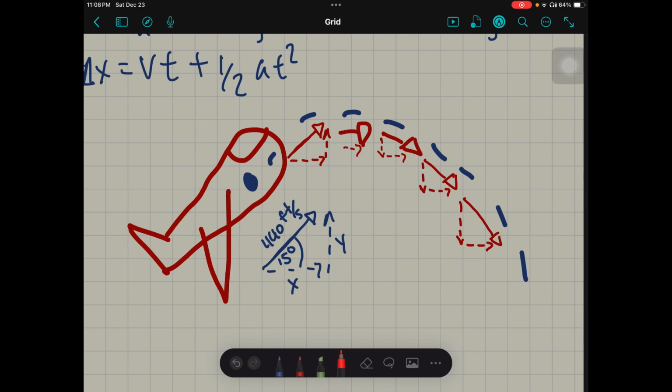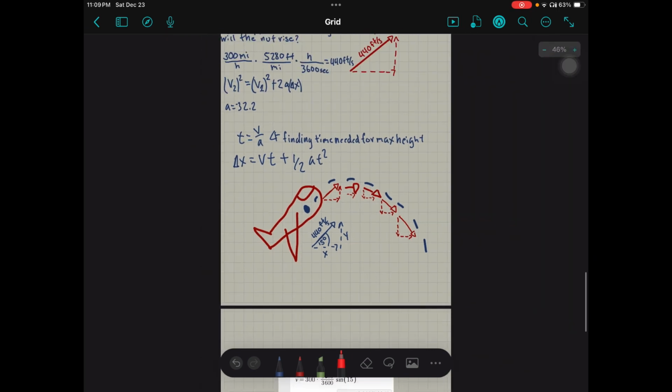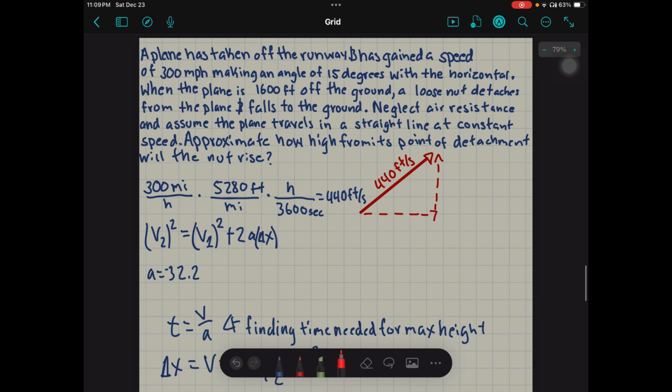So originally, we have the velocity vector in the y direction, and we have the velocity in the x direction. Because gravity is pulling the nut downward, this velocity in the y direction is going to start getting smaller and smaller. Eventually, we're going to have no velocity in the y direction, which is why we get a vector that's going just to the right. And that is going to be the highest point of the nut, which is what we wanted. So how high will it rise?